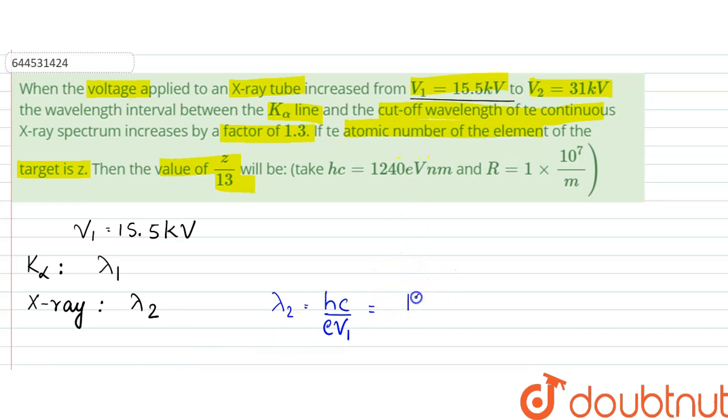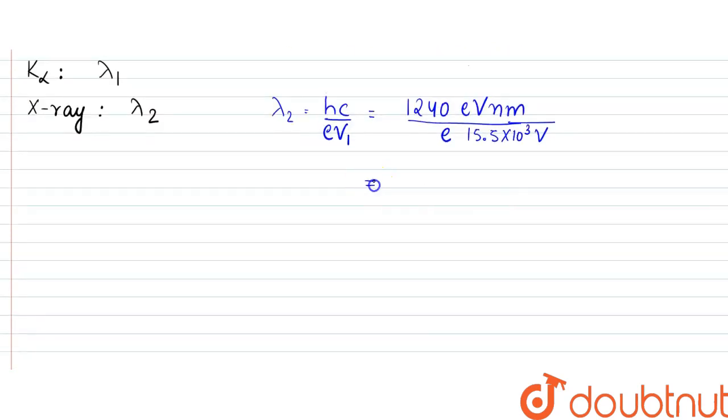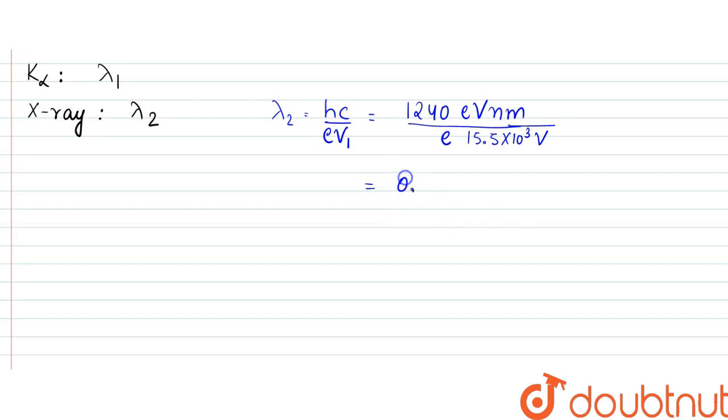First of all, we'll write it down: it is 1240 electron volt nanometer divided by e into V1. V1 is 15.5 into 10 to the power 3 volt. When we calculate this value, it turns out to be 0.08 nanometers. Now the voltage is changed to 2 times V1, that is 31 kilovolt.